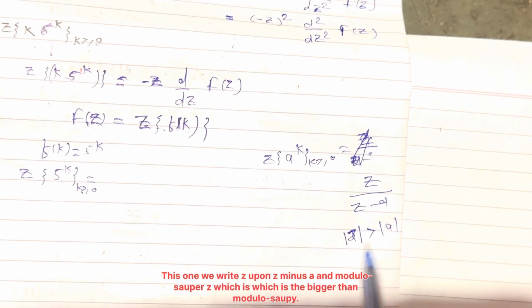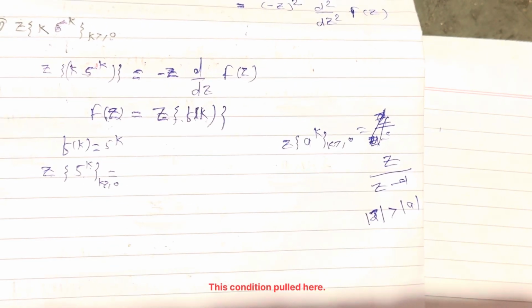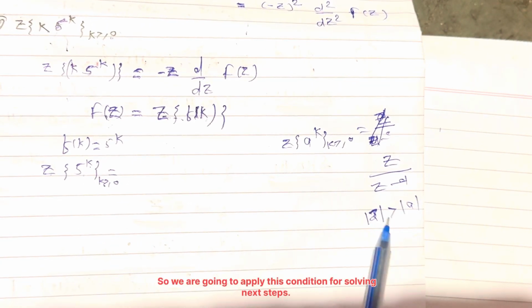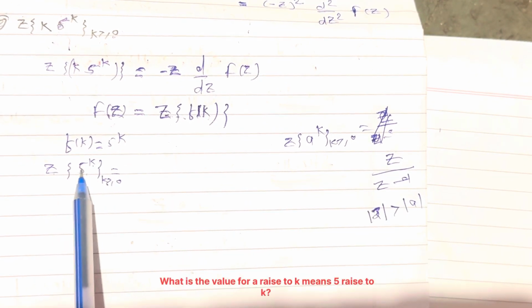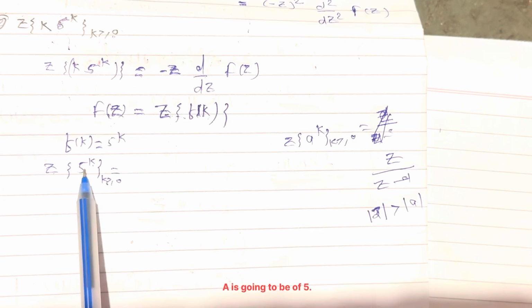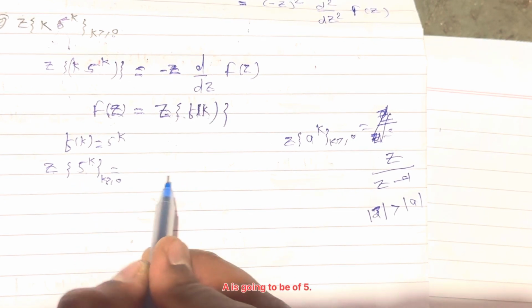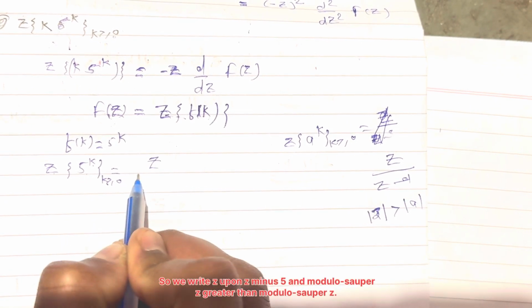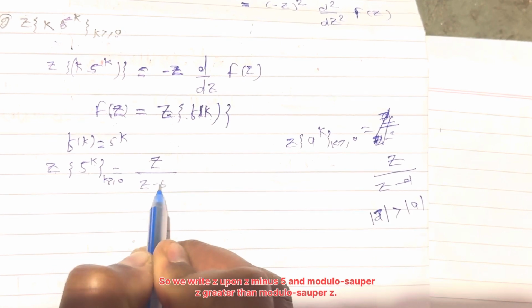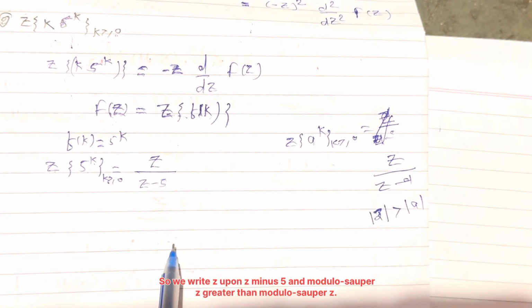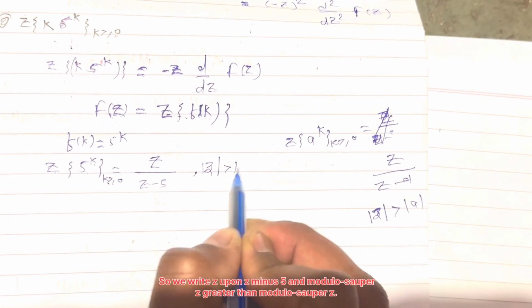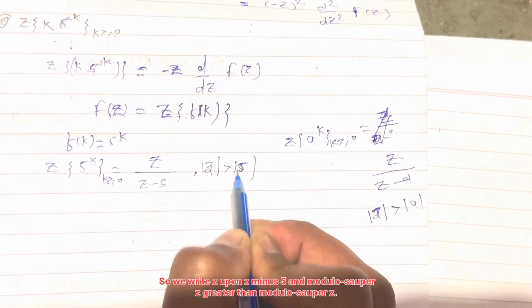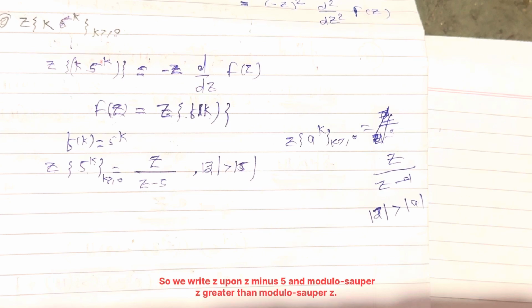Okay, this condition holds here. So we are going to apply this condition for solving the next steps. Z upon z minus a, what is the value for a? A raised to k means 5 raised to k, so a is 5. So we write z upon z minus 5, and modulus of z greater than modulus of 5.